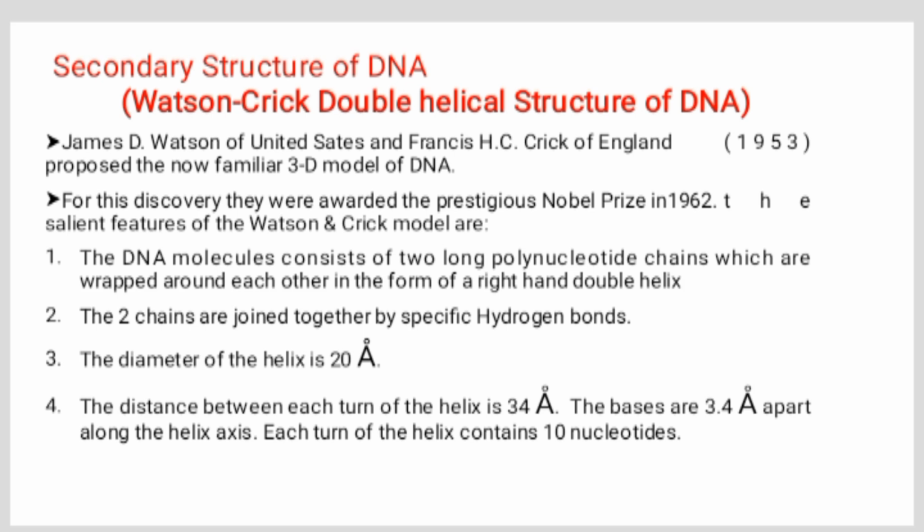The DNA molecule consists of two long polynucleotide chains which are wrapped around each other in the form of a right-handed double helix. The two chains are joined together by specific hydrogen bonds. The diameter of the helix is 20 Angstrom. The distance between each turn of the helix is 34 Angstrom. The bases are 3.4 Angstrom apart along the helix axis. Each turn of the helix contains 10 nucleotides.